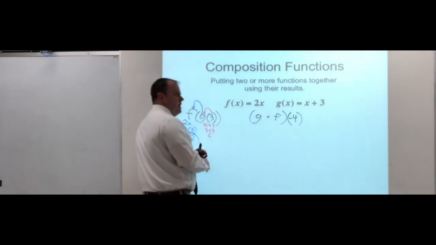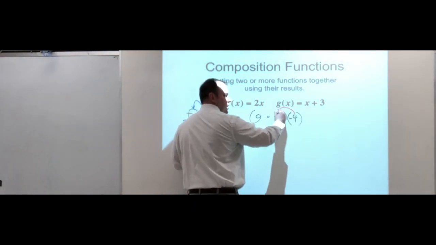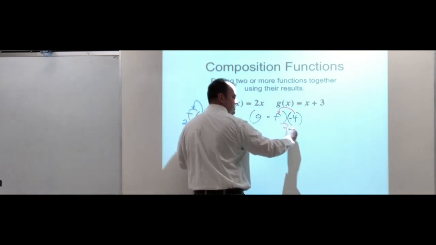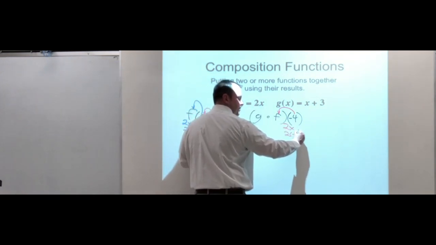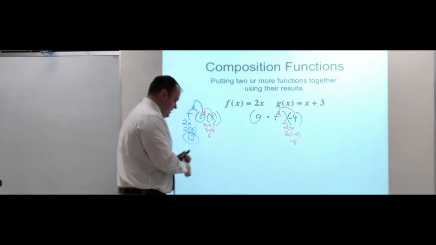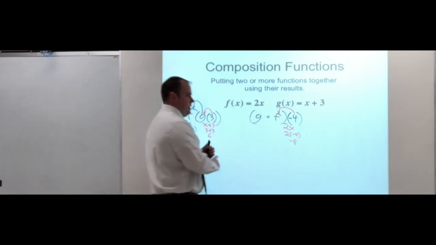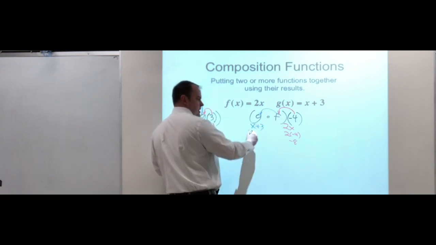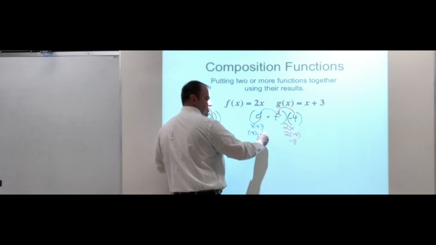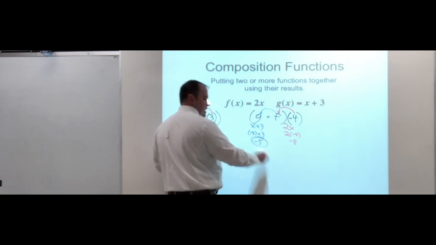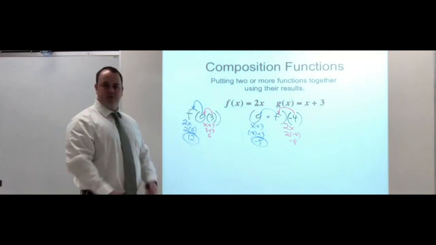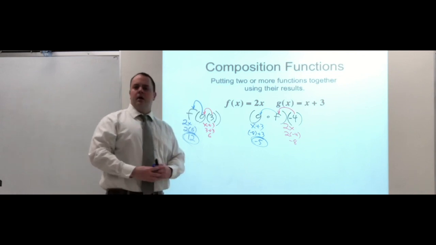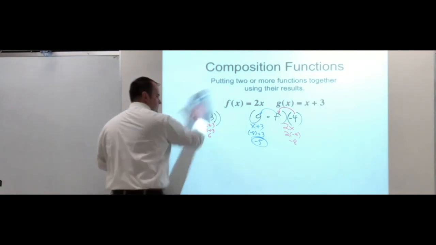So the first step here is taking that -4, plug it into f. You're still working right to left. f is 2x. 2 times -4 is -8. Then I'm going to take that -8 and I'm going to plug it into g. g is x plus 3. -8 plus 3 gives me -5. And there's my result for the last one. Okay? Take a value, plug it in. Take a value, plug it in. Okay? So working right to left.